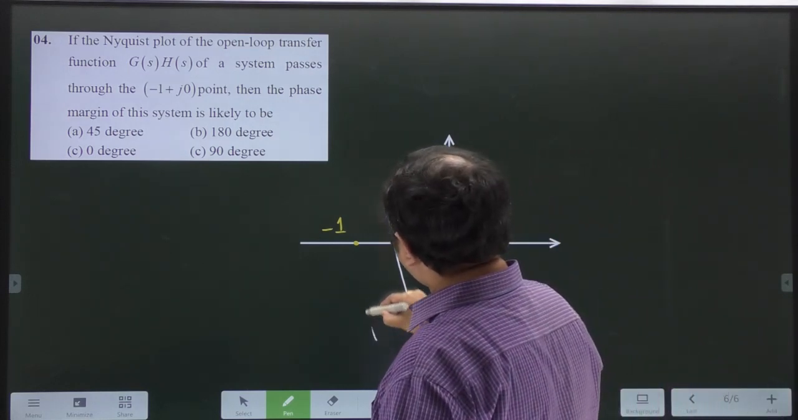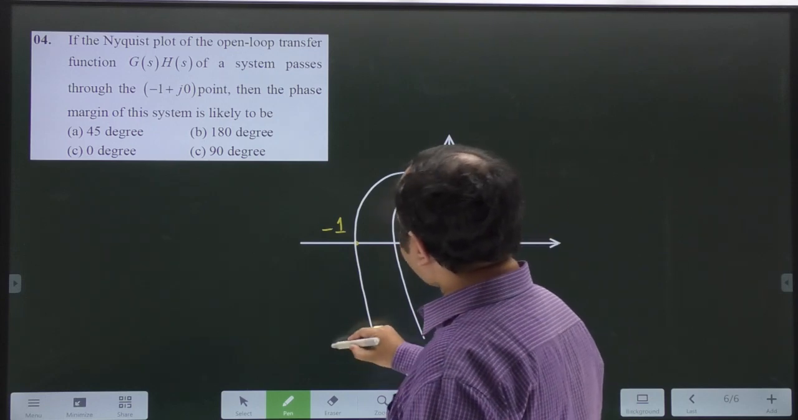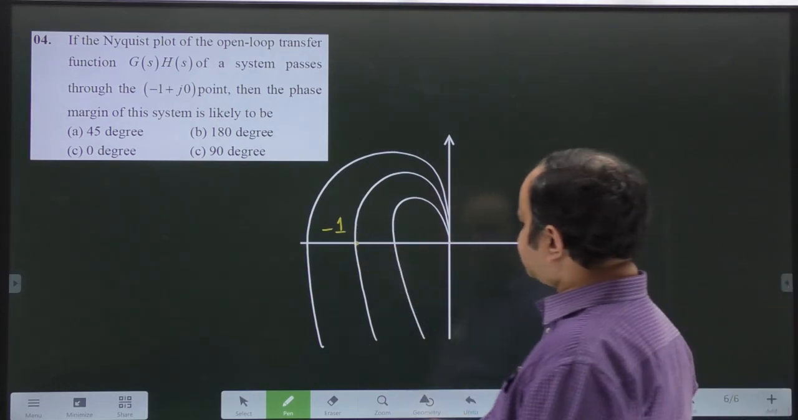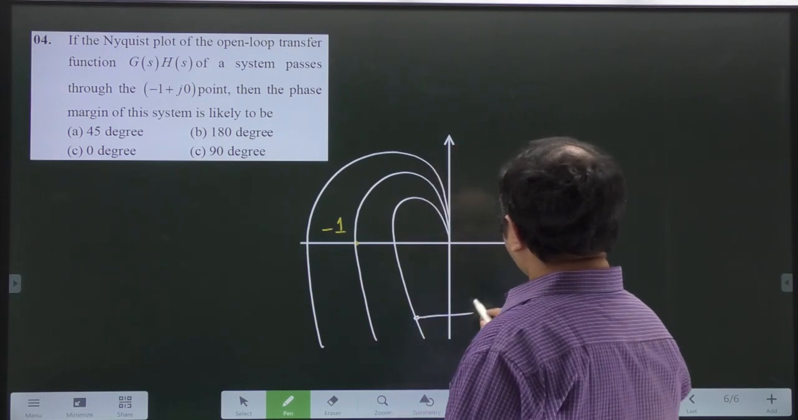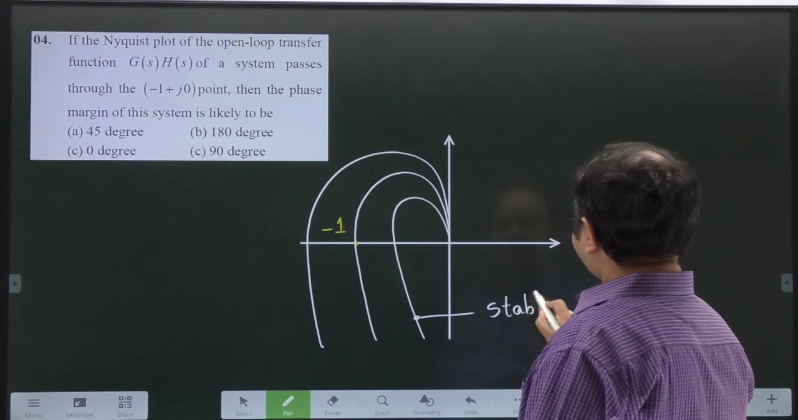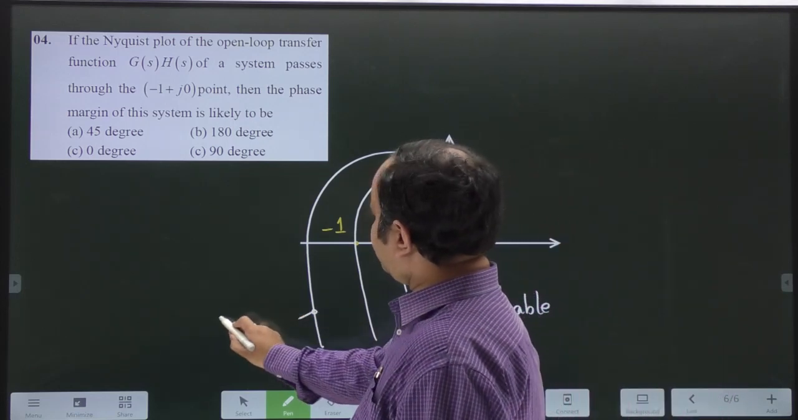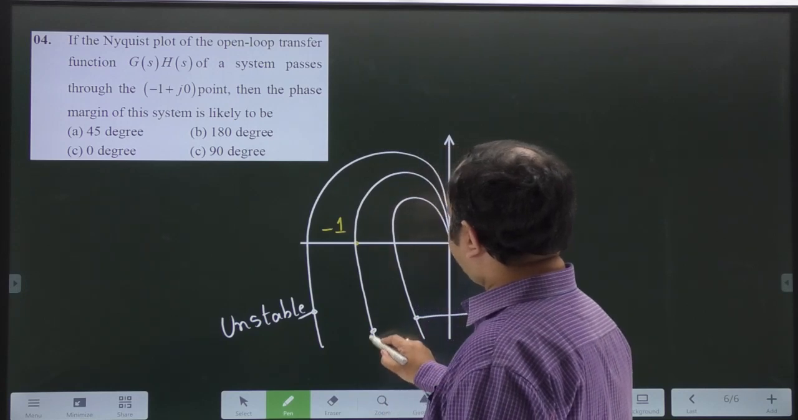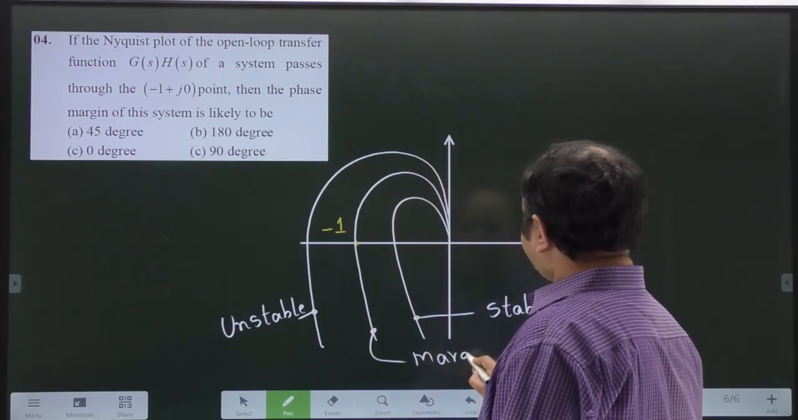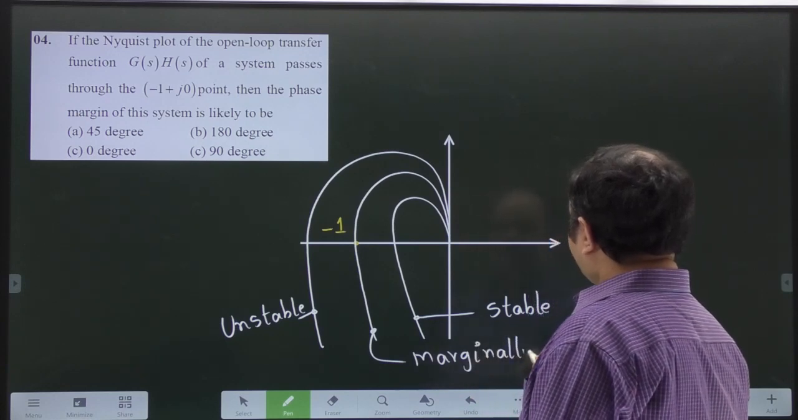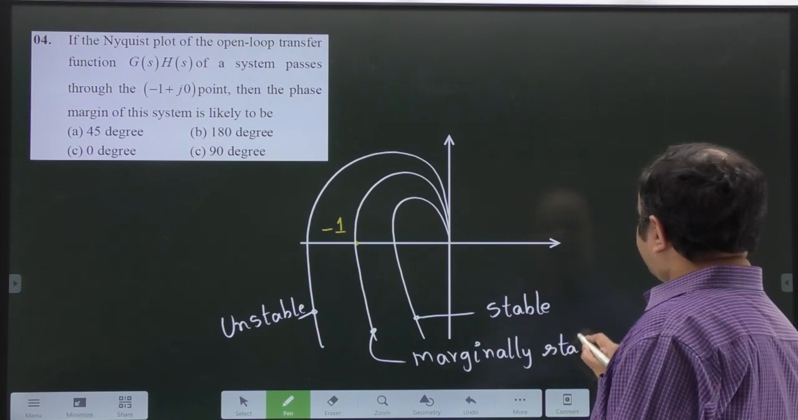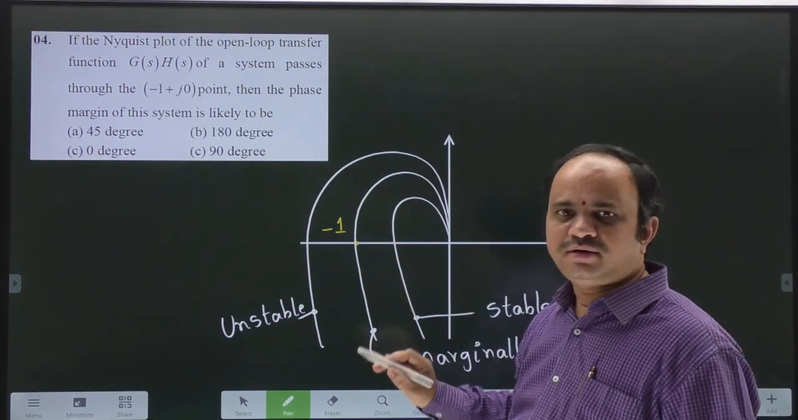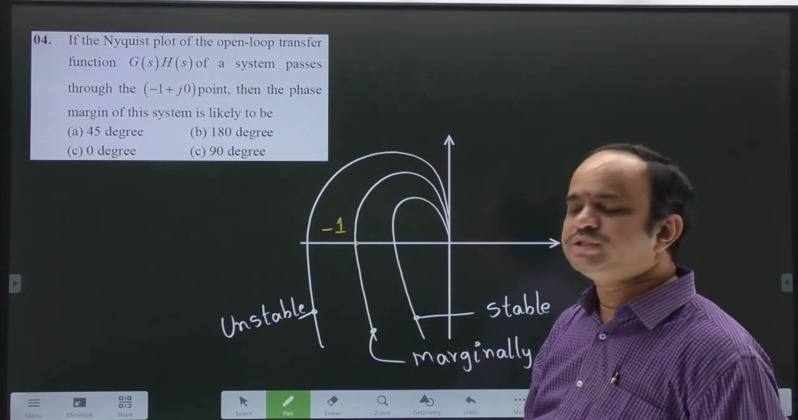When we are increasing gain in such a way that the plot simply passes through the critical point minus 1, that means this particular plot is for a stable system, this is for an unstable system, and this one is marginally stable. Of course, you can also have a question in this way. This is a marginally stable system. So what do you mean by a marginally stable system? If you increase gain K further for this particular transfer function, the system will lose stability.